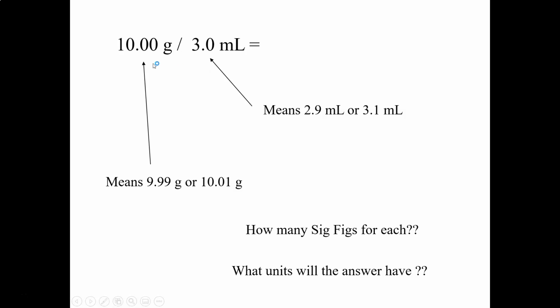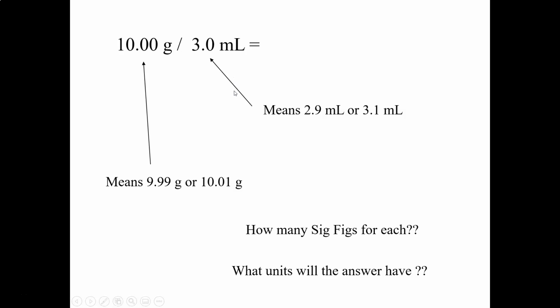How many sig figs are in the first number? Is it 4, 2, or 1? That's 4 sig figs. Remember, these follow the rule of digits to the right of a number and a decimal place. And this one would have 2 sig figs.